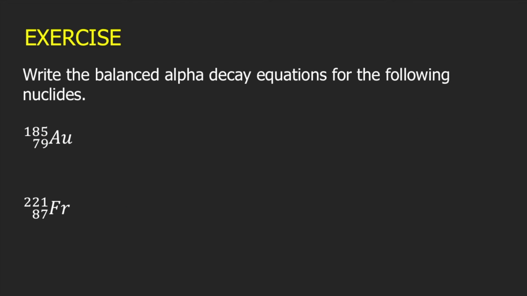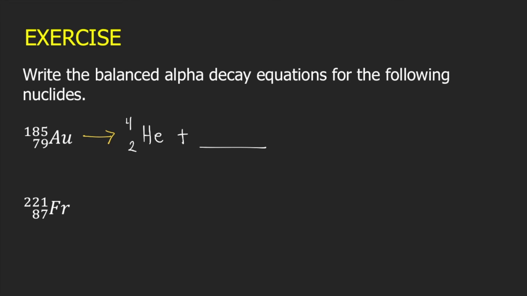So for our second exercise, it says here, write the balanced alpha decay equations for the following nuclides. Here we are given parent nuclides, and we will write the alpha decay equations for each. First one, we have gold 185. Remember, in alpha decay, the parent nuclide gives off an alpha particle. So alpha particle, you know the symbol, that's He-4-2 plus blank. We need to identify the daughter nucleus.